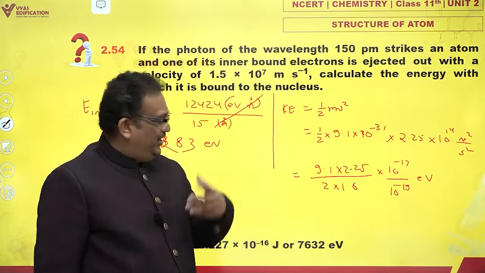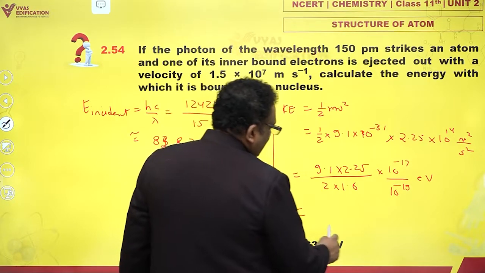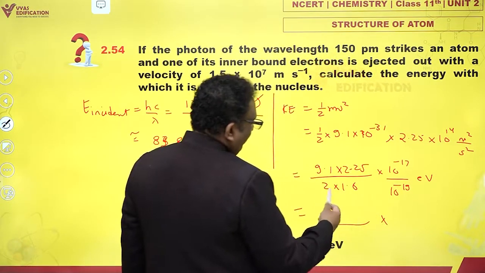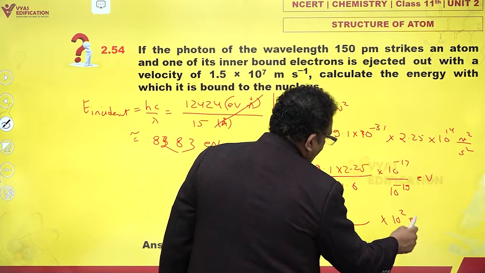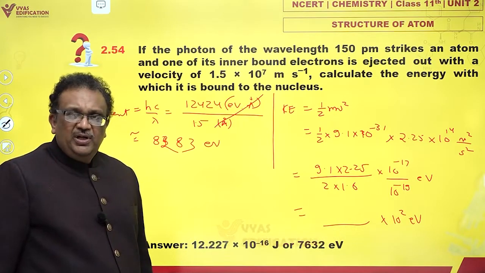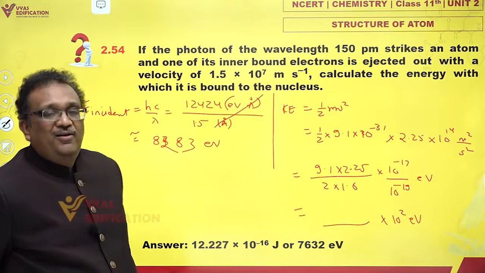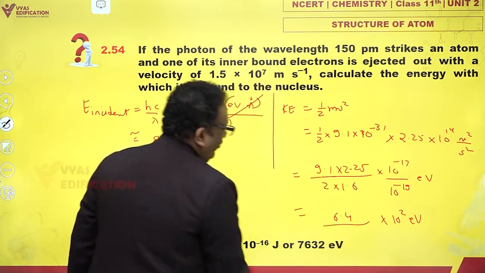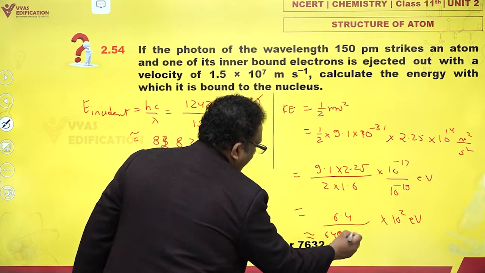Can we calculate that? Yes, why not? Yes, we shall. And yes, we can. Something into, what is that something? We'll need to calculate that, of course, into 10 raised to 2 electron volts. Can we have an approximate number? We can. But why go for approximation when it can be more accurate? We'll do that. 6.4, this would give you, or this is around 640 electron volt.